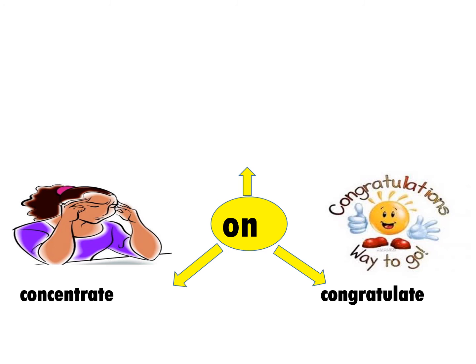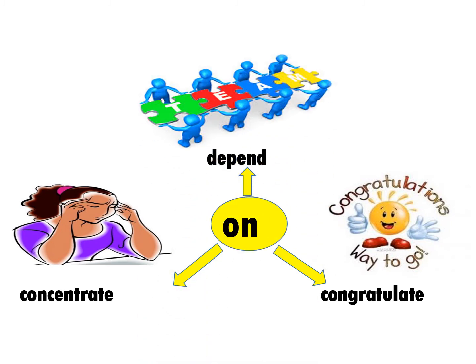Concentrate. Concentrate also comes with a preposition on. I can't concentrate because of the noise. I can't concentrate on the lesson or on my homework because of the noise. Also, depend. Depend also comes with a preposition on. We depend on the sun for heat, for example. We have other prepositions with, for example, deal with. He deals with problems every day.